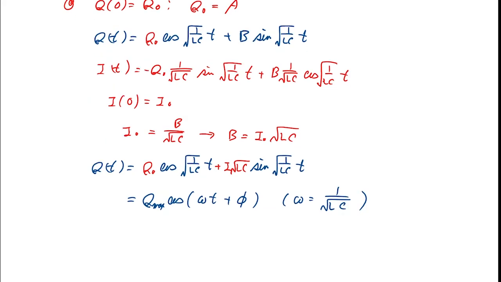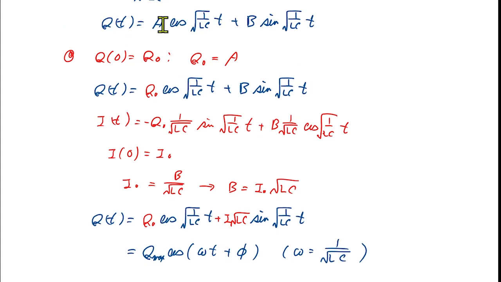Let's verify if this gives us what we want. Usually, if our Q initial is equal to Q max, like I said, and your I initial is equal to 0, instead of putting it here, we can put it here or here. This is easier to see. So we can go back here and put it in here. So this thing becomes 0 and A becomes Q max. You get it? Just like this one.